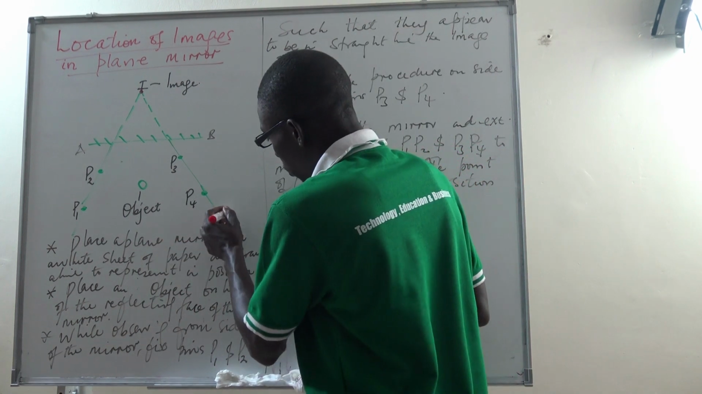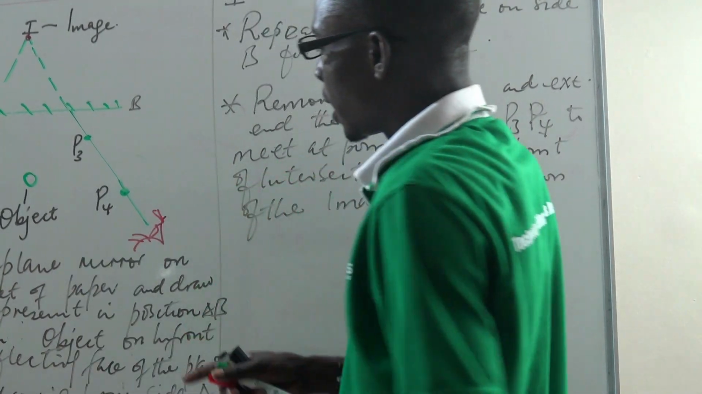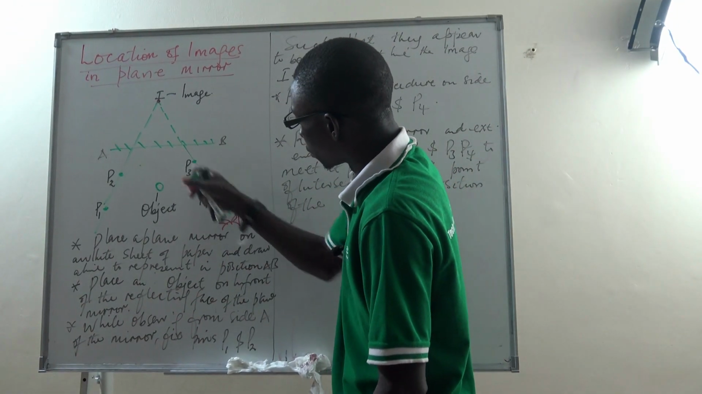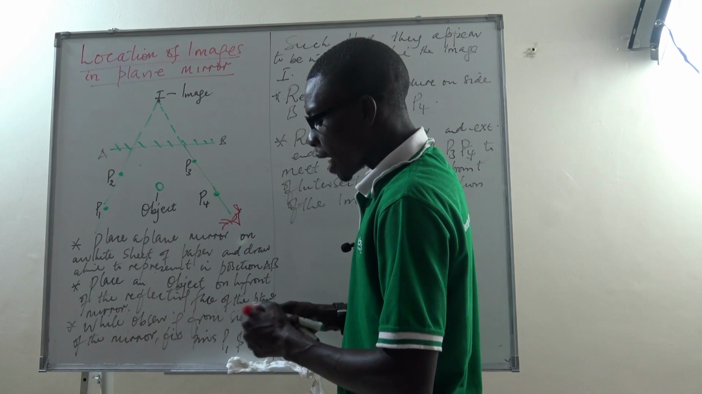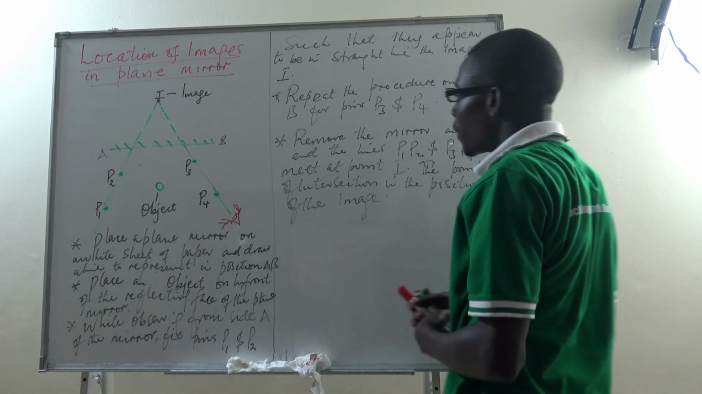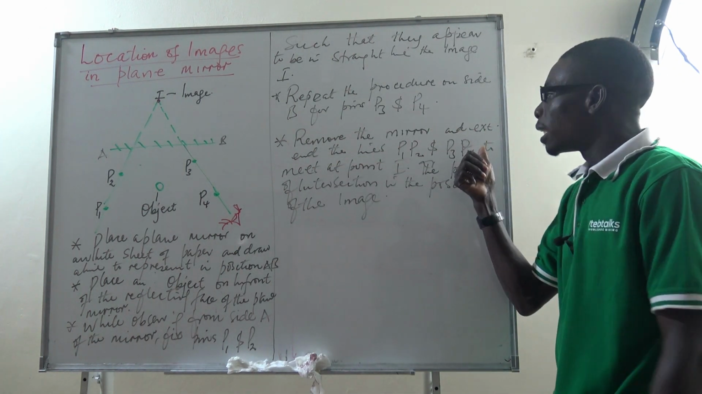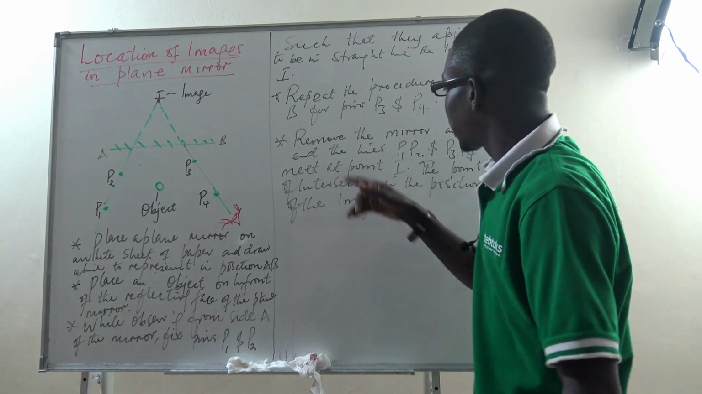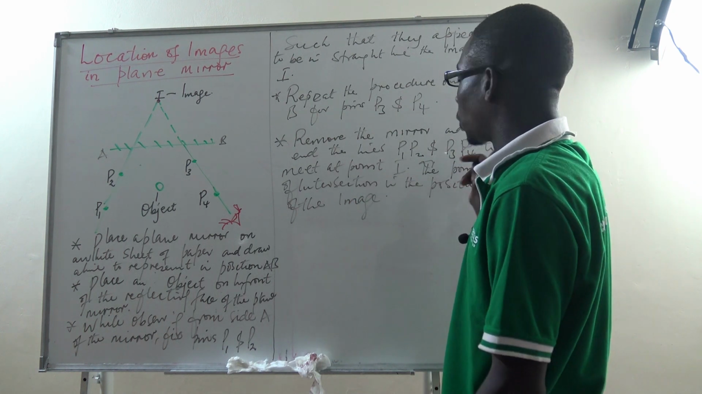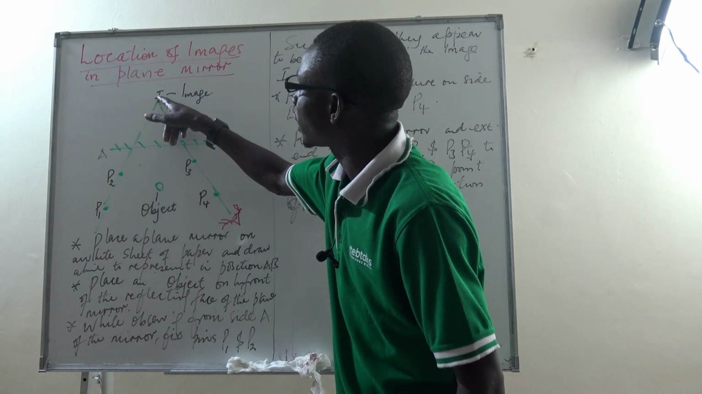I'll come and make observation from here, put my eyes at this point here, and then make sure that the pins I'm putting also appear to be in a straight line with I. So having done all that, next is to remove the mirror and extend the lines P1, P2. After removing the mirror, this line here which was stopping here, extend it, okay?